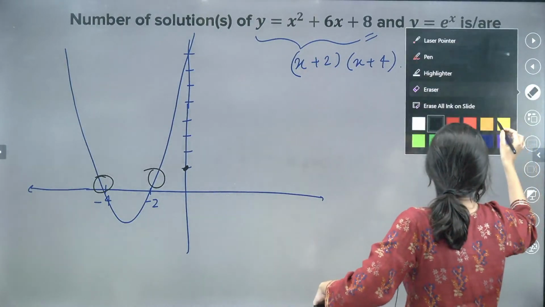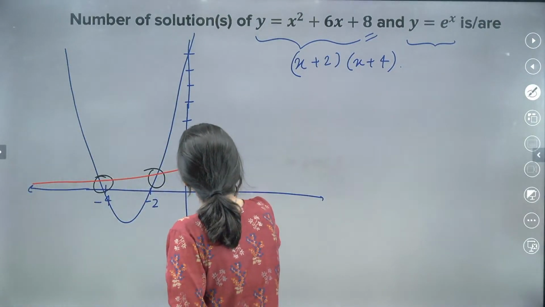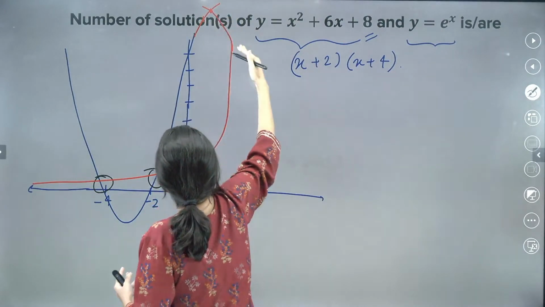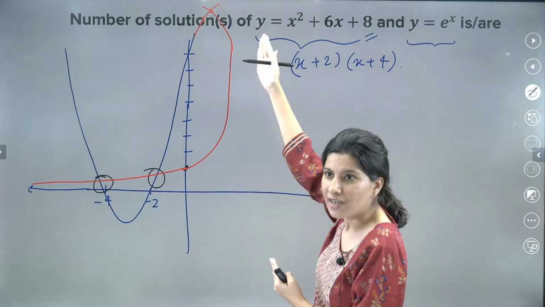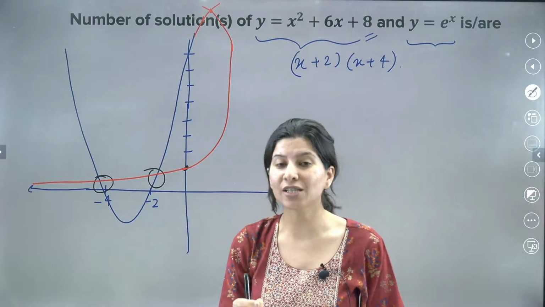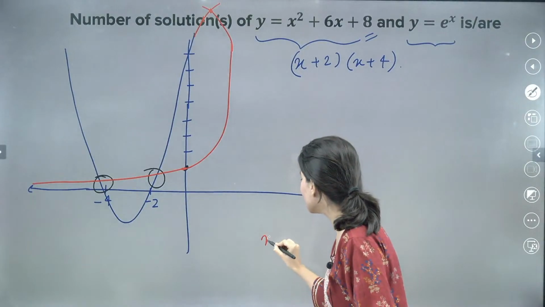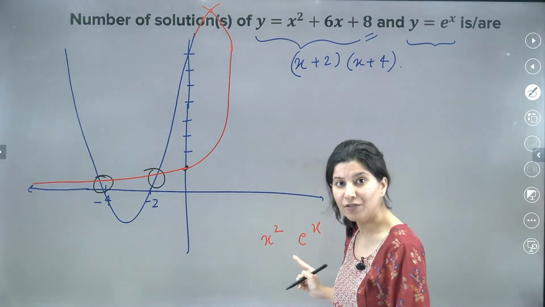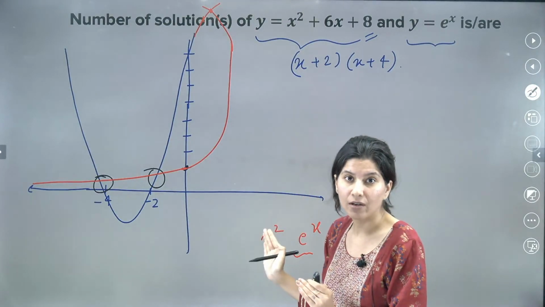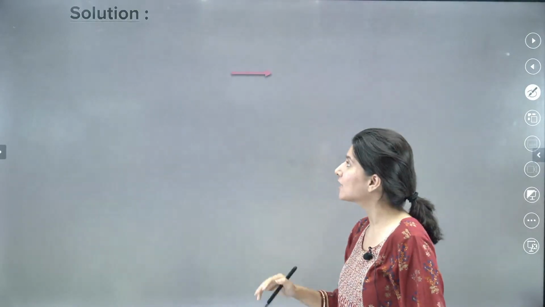But another thing will be, no ma'am, wait a minute. The exponential curve will be like this, and after a point, it will actually cross. It will not go here, but I have a limited board, right? So it will actually cross the parabola. What will be the case? The exponential curve will always cross the quadratic. Which one grows faster? The exponential curve is the fastest growing curve. So after some time it will actually cross your quadratic. So that's why 3 solutions.